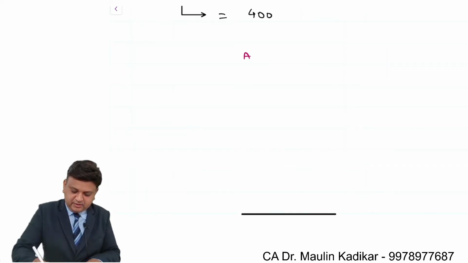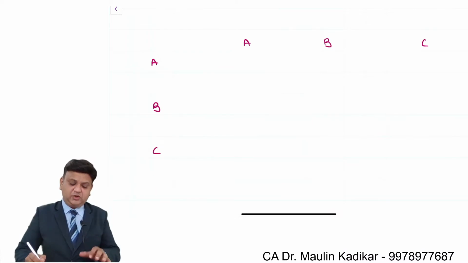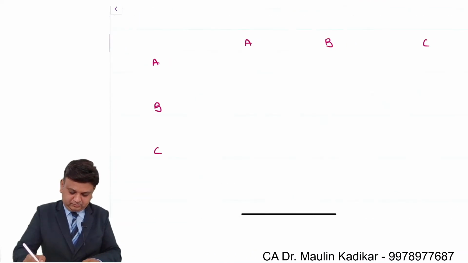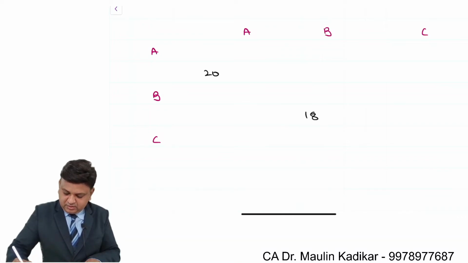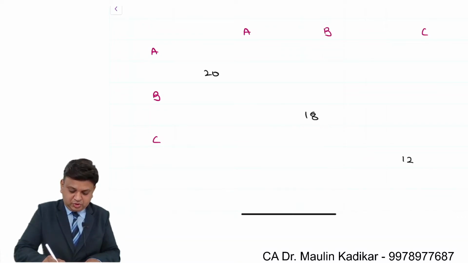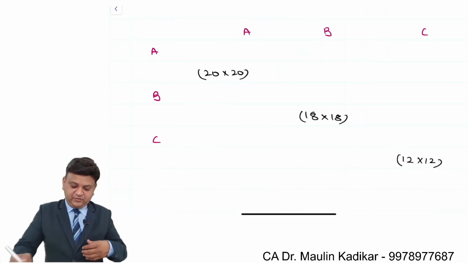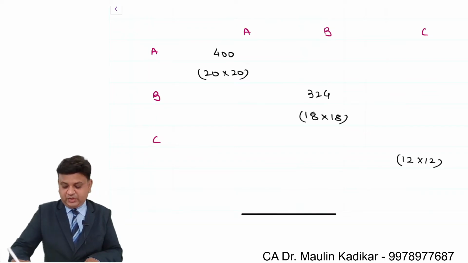So it is A, B and C. Understand carefully. Variance of A is the covariance of A with A itself. So 20, 18 and 12, that is the square of 20, the square of 18 and the square of 12. Square of 20 is 400. Square of 18 is 324. Square of 12 is 144.